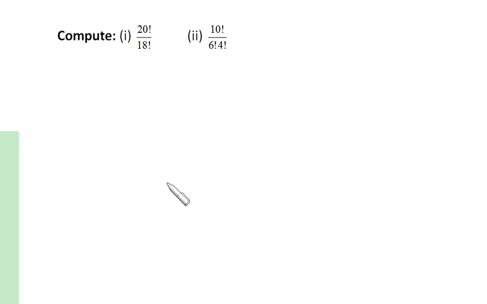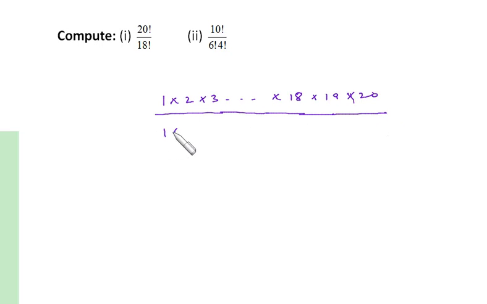Now friends, let's do one or two problems on calculation of factorial. See, here we have to compute 20 factorial by 18 factorial, right? Now it's a very simple thing. 20 factorial is what? It's 1 into 2 into 3 till 18 into 19 into 20, right? And divided by 18 factorial. Now what is 18 factorial? 1 into 2 into 3 till 18, right? So all the terms till 18 will get cancelled, so we are left with 19 into 20, right?